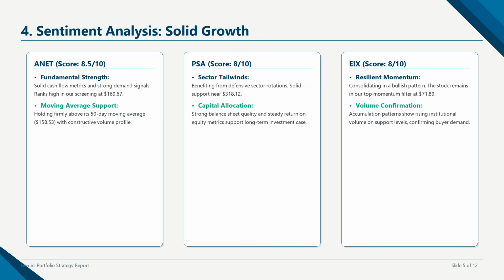Next, we look at our moderate sentiment stocks, which show solid fundamental support. ANET recently hit new technical peaks, supported by pricing power and strong operating margins. The technical setup remains bullish, holding above its 50-day moving average of $158.53. PSA has seen positive institutional buying, backed by a robust fundamental growth profile. Its operating cash flow margin ranks in the top decile of its peer group.